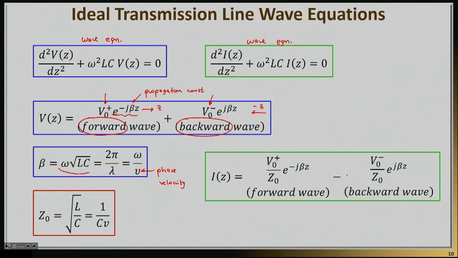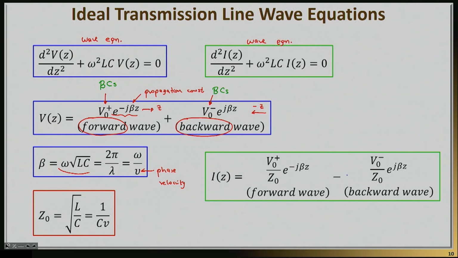What exactly is V0 plus and what exactly is V0 minus? It actually depends on my boundary conditions. And boundary condition means what is your load and what's your source. So how do you excite the transmission line, and what kind of device do you feed? We'll see in the later part of this analysis how exactly we find V0 plus and V0 minus. For right now, they're just unknowns.